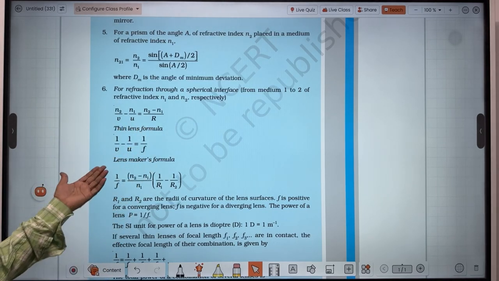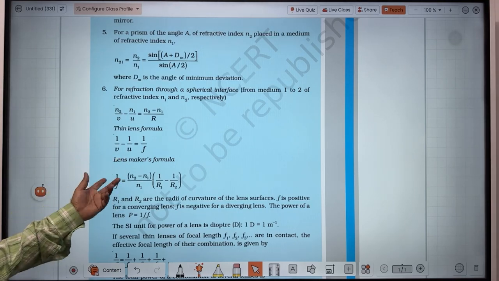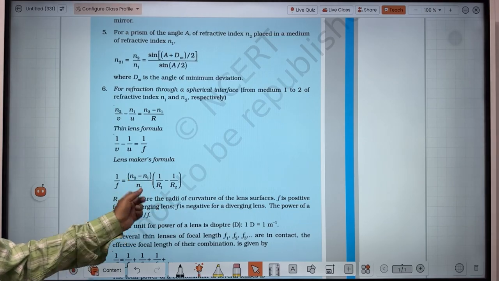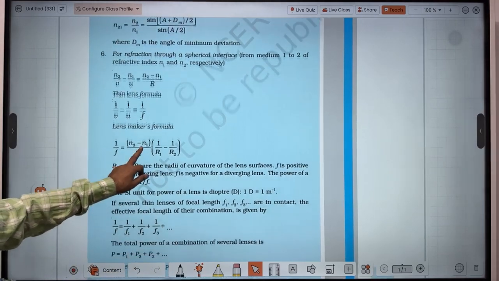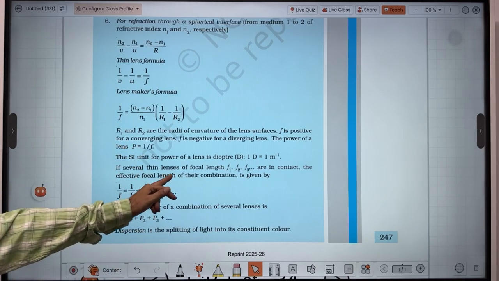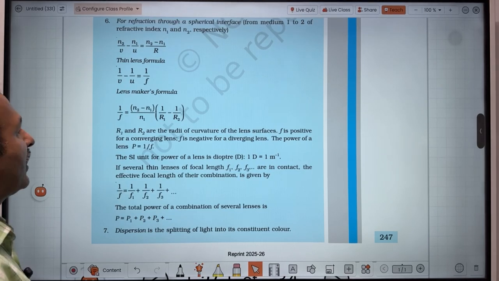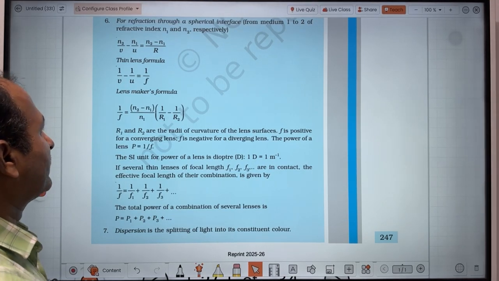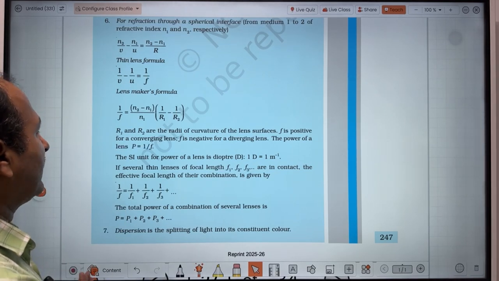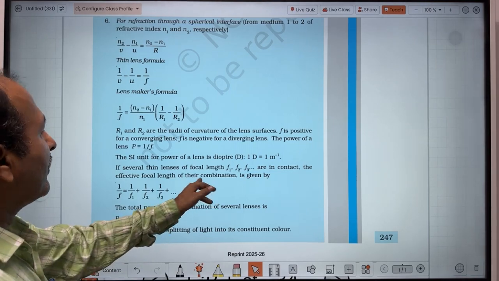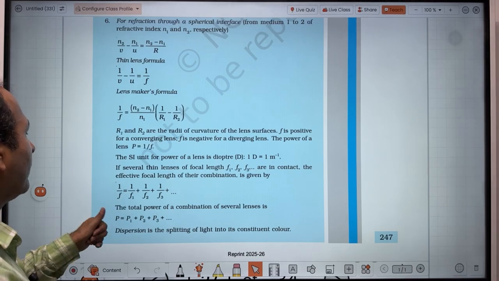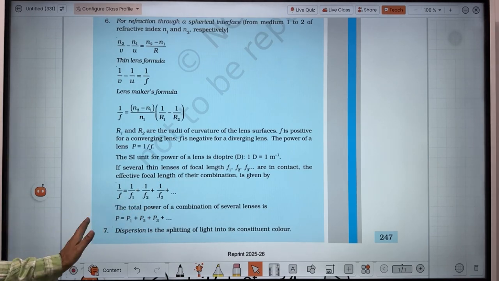And then we apply the thin lens formula, and finally we arrive at the lens maker's formula: 1 upon f equals (n2 minus n1) divided by n1, times (1 upon r1 minus 1 upon r2). And then we have defined power, which is 1 upon f, and its unit is the diopter. In case of a diverging lens it will be negative, whereas in case of a converging lens power will be positive. When there are many lenses in contact, the total power will be the sum of their individual powers, and the total focal length will be found by inverting the focal lengths and then adding them.